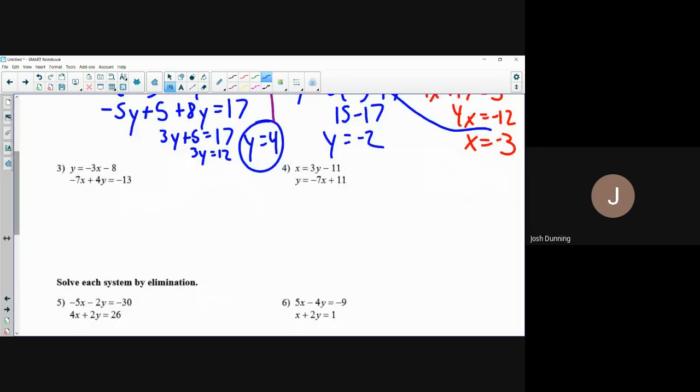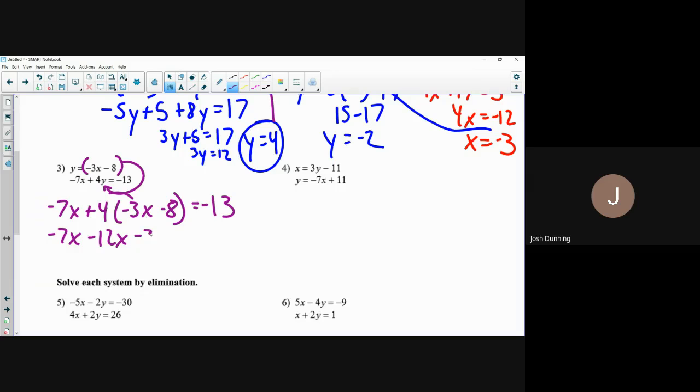Number 3. Well, this time, the top one says y equals. So we'll slap our parentheses around the negative 3x minus 8. That is equal to y. So I'm going to substitute that in for y. Distribute the 4. Negative 19x when you put those together.